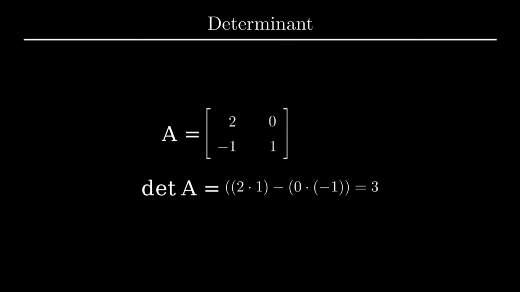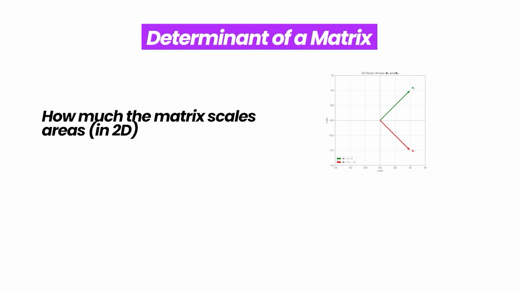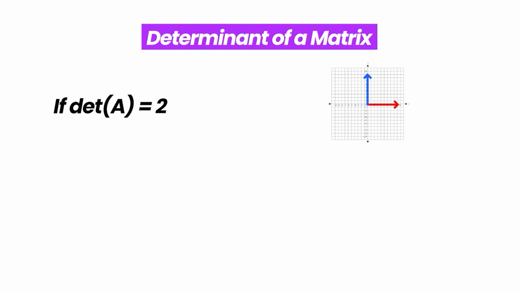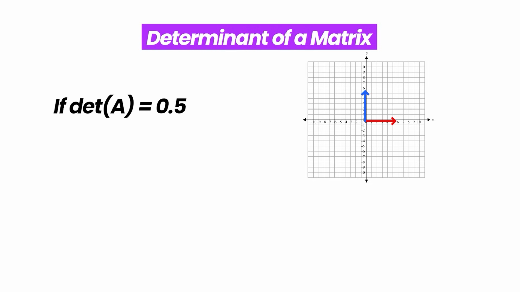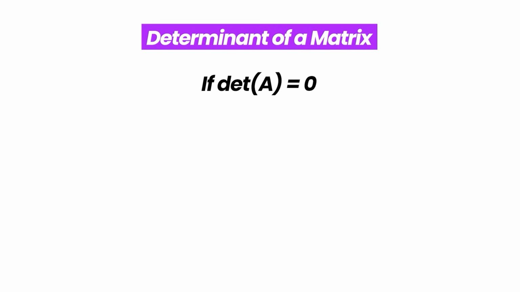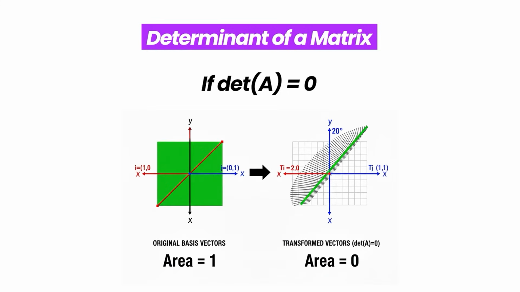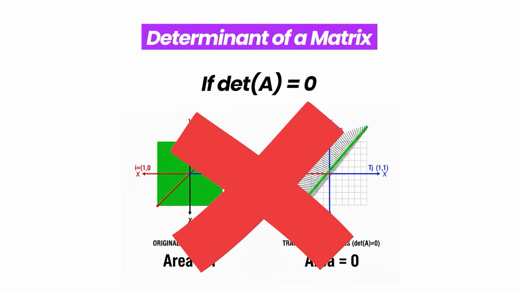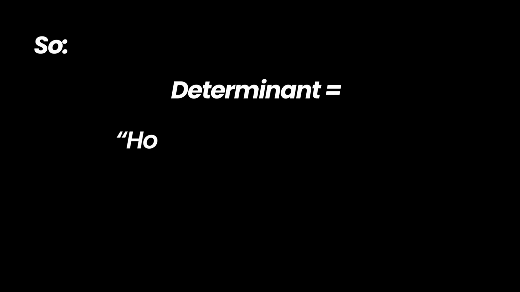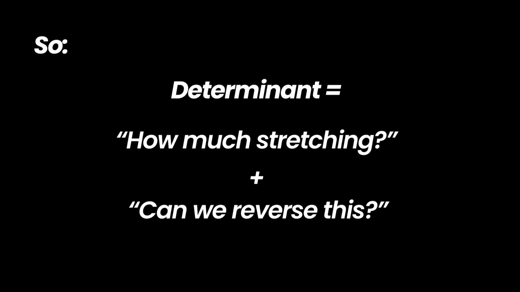Now, determinant. The determinant of a matrix tells you how much the matrix scales areas in 2D or volumes in 3D. Does it squish everything into a lower dimension? If det of A equals 2, area doubles. If det of A equals 0.5, area gets cut in half. If det of A equals 0, your whole space gets flattened into a line or a plane. So when that equals 0, you lose information. You can't undo the transformation. The machine threw away data. So, determinant: how much stretching? Plus, can we reverse this?